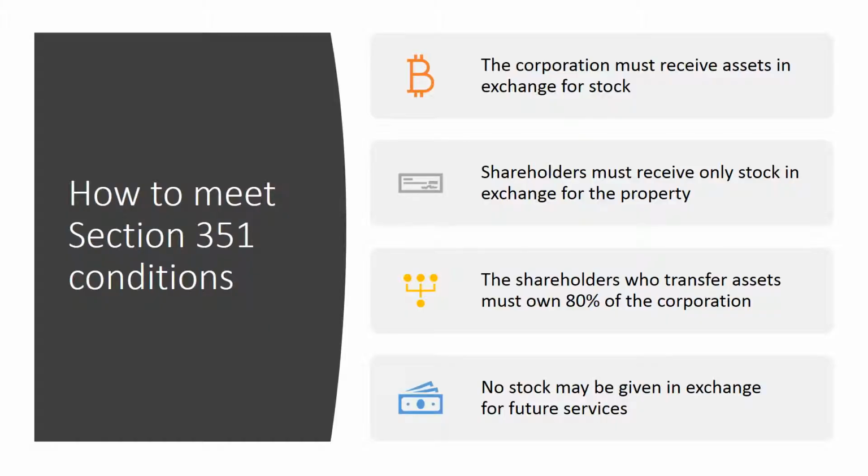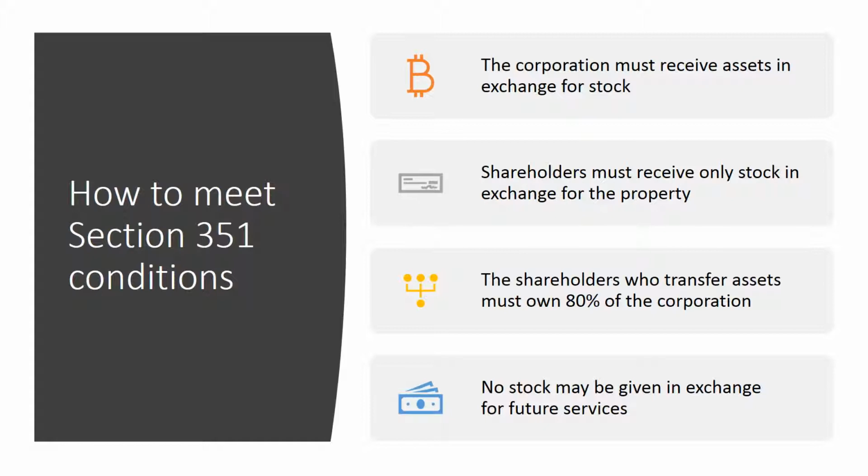With Section 351, there is no tax until you sell at a profit the stock received in exchange for the asset, or the corporation is dissolved and you receive money or assets worth more than your initial investment. How to meet Section 351 conditions. When transferring assets to your corporation, 4 conditions must be met to qualify as a Section 351 transfer.